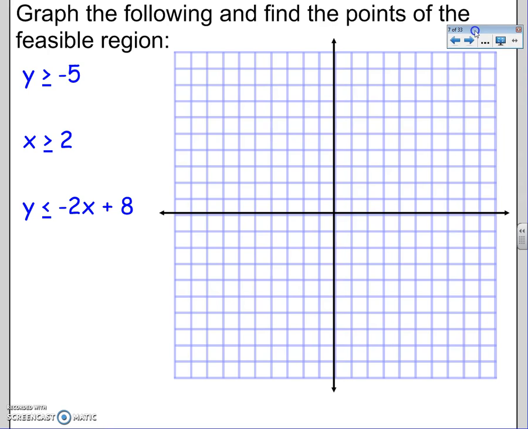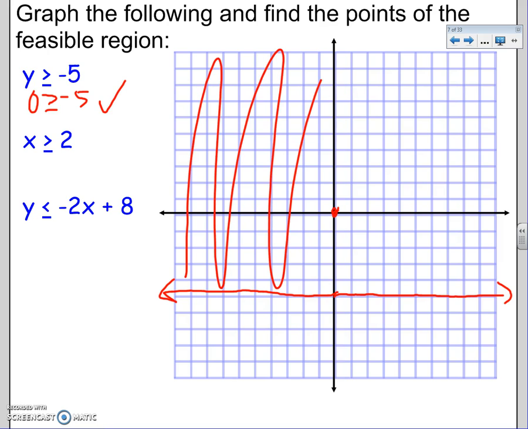Make sure you can graph and shade. Y is greater than or equal to -5. That's linear, it's constant. Sorry, not diagonal, horizontal. 1, 2, 3, 4, 5. Here's the line. It's solid. I got to shade. I do a test point, 0, 0. I plug it in. 0 is greater than or equal to -5. That is true. So I shade with the test point above.